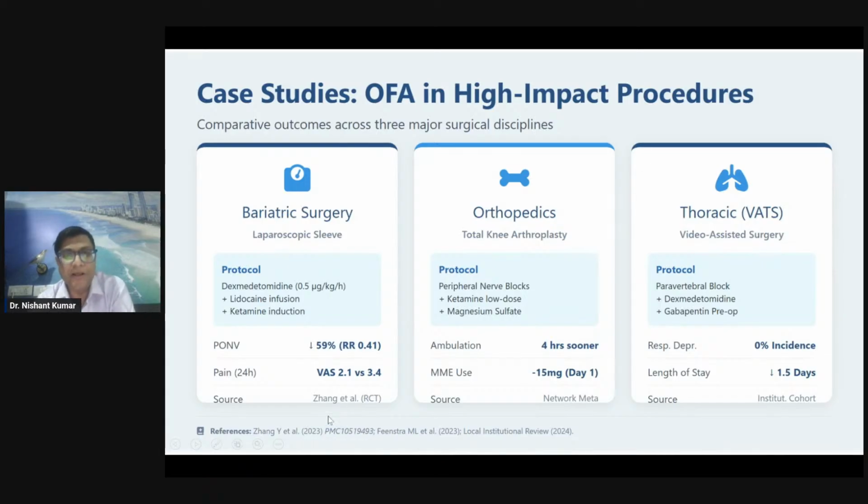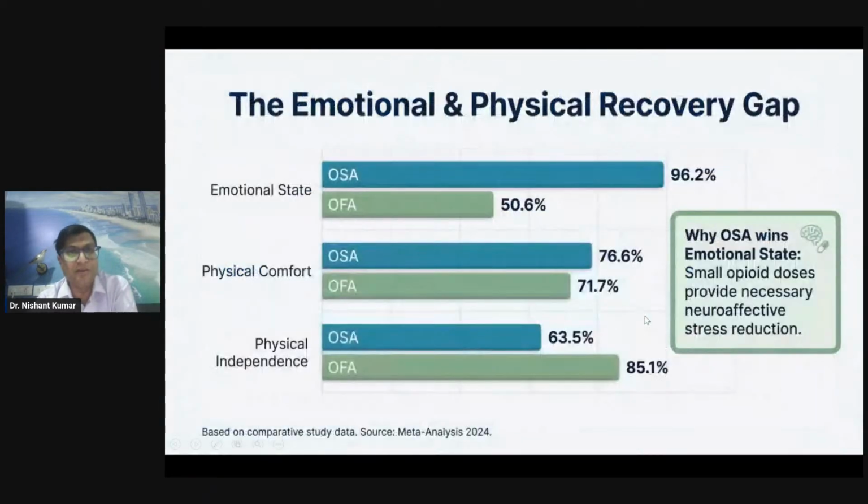Similarly, in orthopedics, morphine use, a reduction of 15 milligram, ambulation is sooner. Then in thoracic surgery, length of stay is decreased and no incidence of respiratory depression, which is again a complication in thoracic surgery because the lungs have been operated upon. So overall, over a wide range of surgeries, and these are all high-risk surgeries, the opioid-free anesthesia performs better than the opioid-based anesthesia.